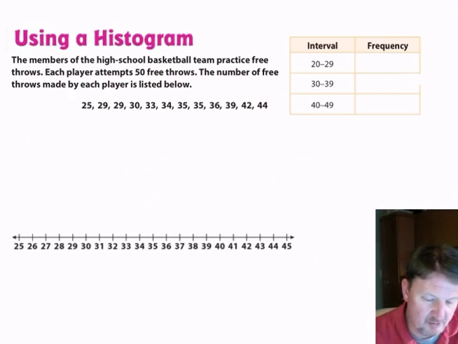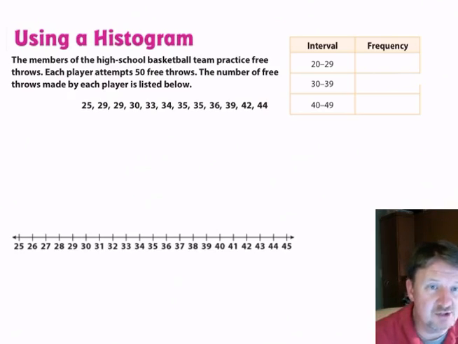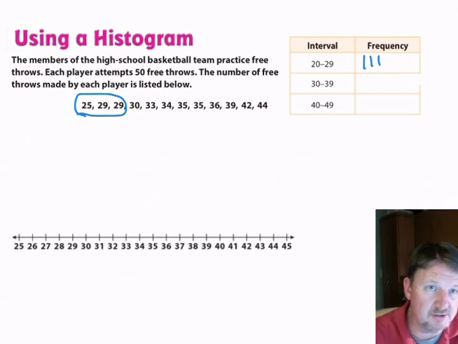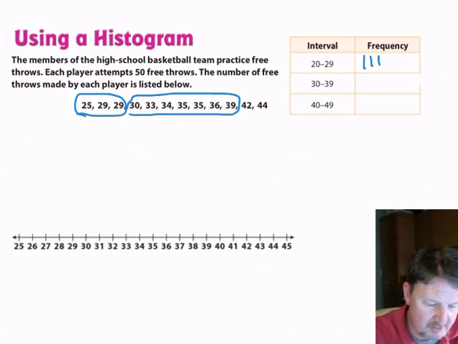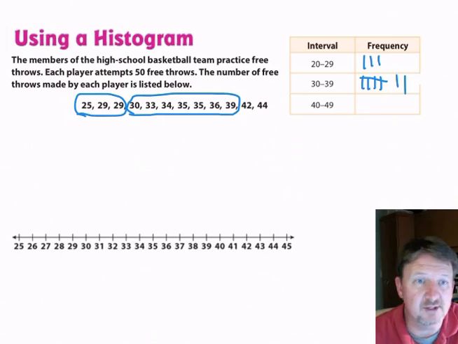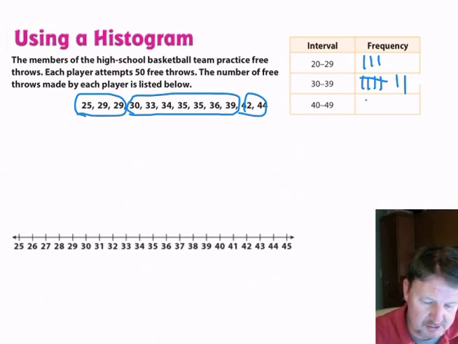The first thing you might want to do is create what we call a frequency table, and just list how many times each of these things happens. Between 20 and 29 I had 3 occurrences, so you just make little hashtags. Between 30 and 39, I had 1, 2, 3, 4, 5, 6, 7. So I had 7 occurrences between 30 and 39. And then I had 2 occurrences between 40 and 49.